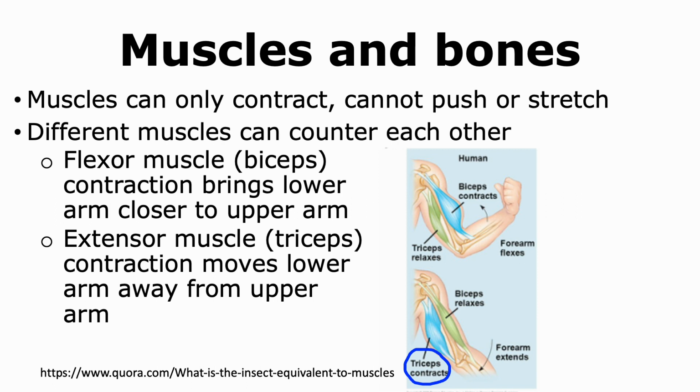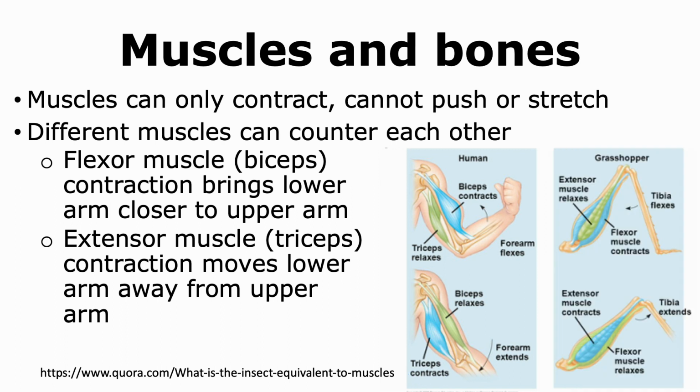This type of flexor and extensor muscle arrangement is not only seen in vertebrates like us, but we see it even in invertebrates like insects, where we are able to see the flexing of one of the appendages when the extensor muscle relaxes and the flexor muscle contracts, while we're able to see the extension of one of the appendages when the extensor muscle contracts.